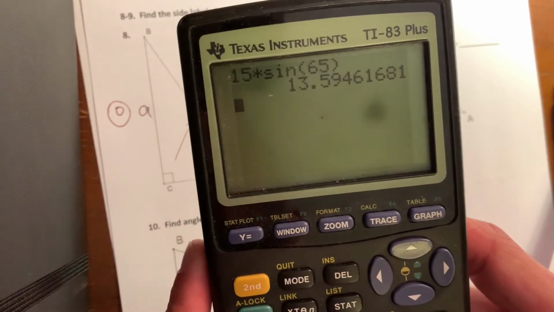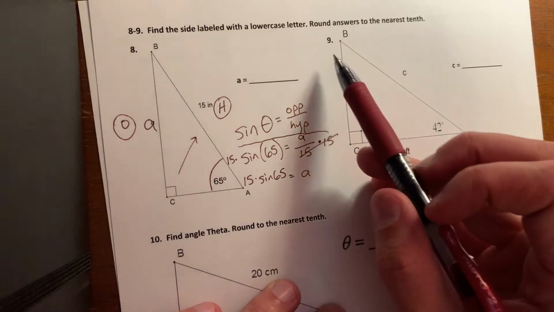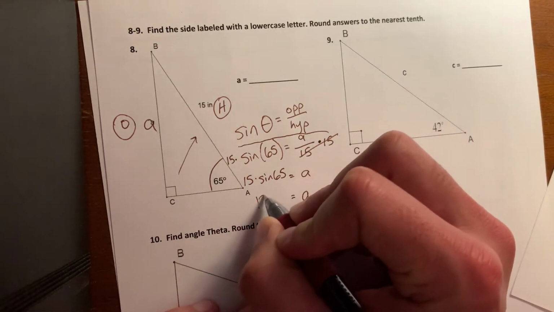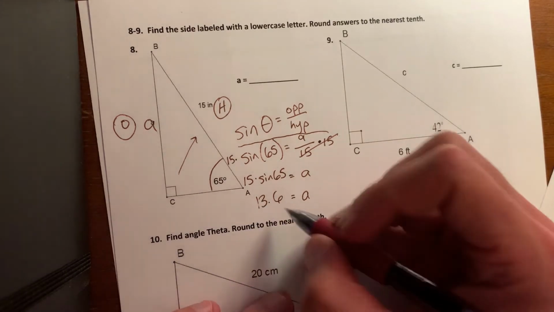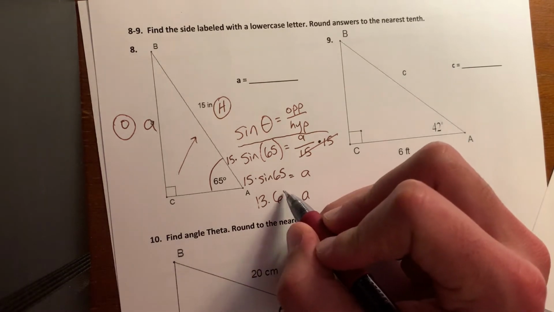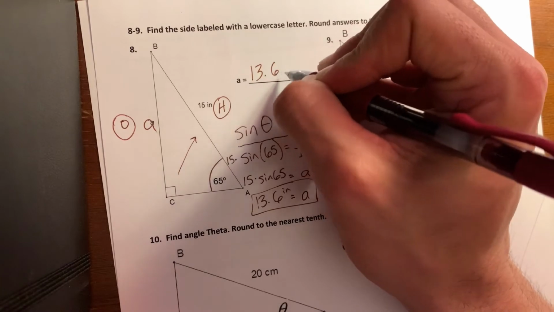I get an answer of 13.59, or I can round that to 13.6, because again, the directions say round to the nearest tenth. So what does that mean? What did I just find? I just found the length of this mystery side right here, which is 13.6 inches. Okay. And so I know that A is 13.6 inches.